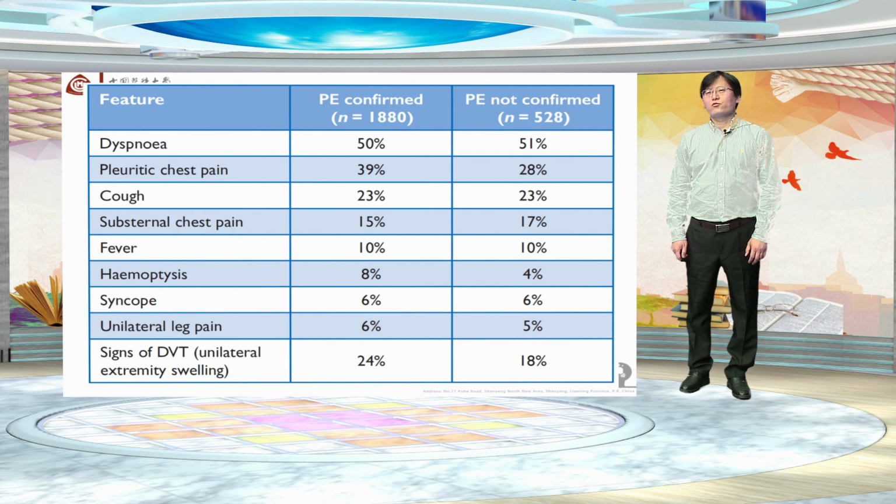And this study compared two groups of patients. One group is confirmed PE. One group is not confirmed PE. You can see here, these two groups of patients share almost the same symptoms. They all have dyspnea, pleuritic chest pain, cough, substernal chest pain, fever, hemoptysis, syncope, almost the same. So it's really difficult to differentiate and really difficult to do the diagnosis simply based on symptoms and signs.